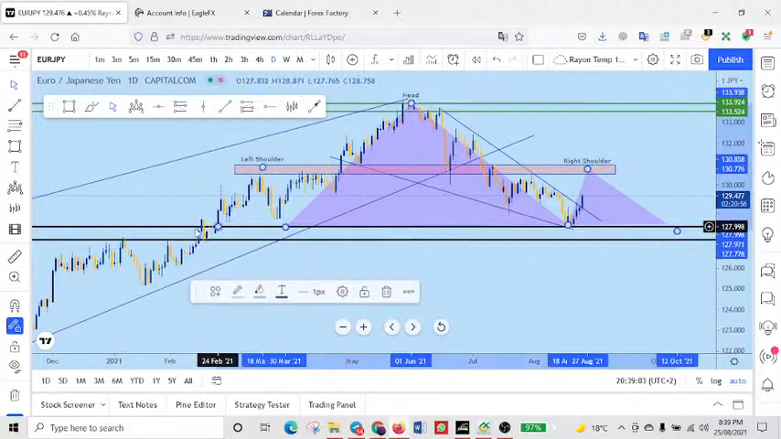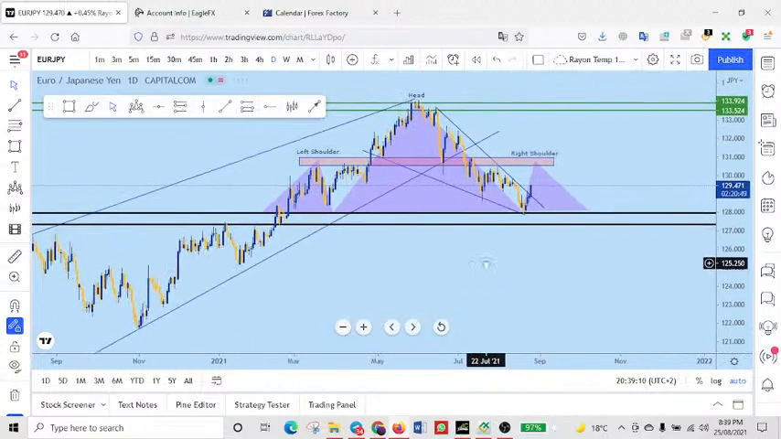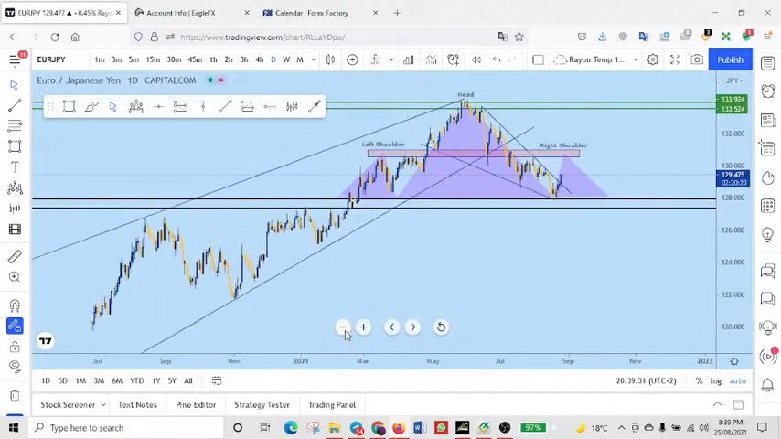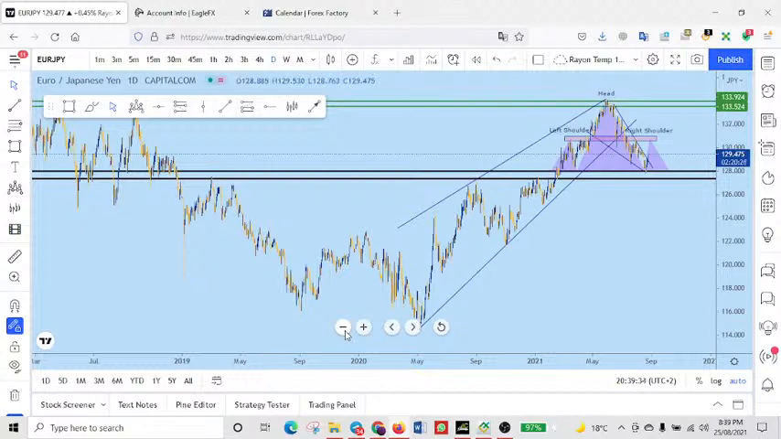This is what we are looking at and hoping for it to play out. We are also looking for a head and shoulders reversal pattern at this point on this particular currency pair, that's Euro JPY. Like I said before, price repeats itself. The market repeats itself. If a pattern played before, the possibility of it playing again is very high.